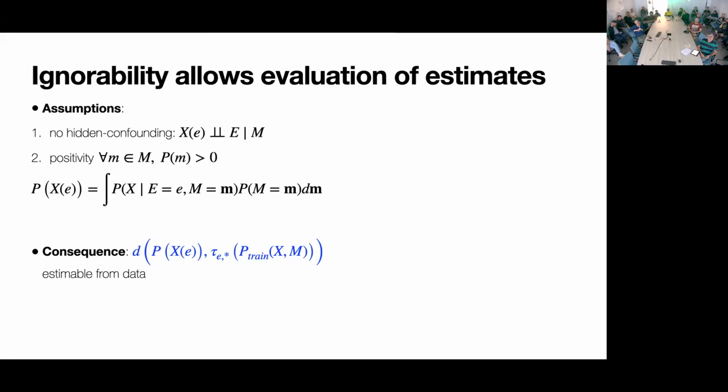But given those two assumptions, we get to express this counterfactual unobserved quantity of X had it been written by Dr. E. We can now say it in terms of quantities that we get to see, right? We get to see M, we get to see E. This is just a conditional probability that we can think about. And the consequence of this is that any distance measure between this ideal counterfactual probability distribution that we don't get to see and what we are approximating is going to be estimable from data.